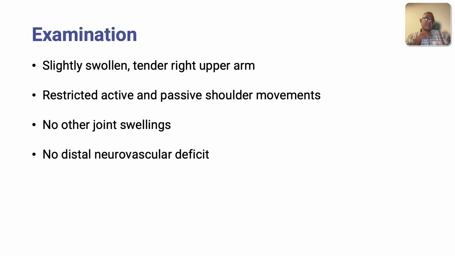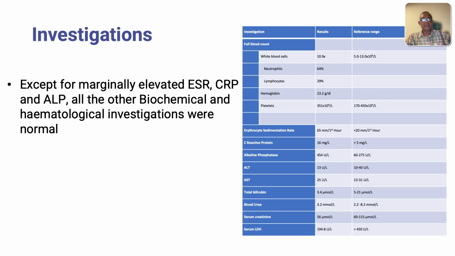On examination, there was a swollen, tender right upper arm. It had restricted active and passive shoulder movements with no other joint swelling, and there was no distal neurovascular deficit. Next slide. We did all the investigations. The only things we found were marginally elevated ESR, CRP, and alkaline phosphatase levels, and the rest of the biochemical and hematological investigations were normal, as you can see in this slide. Next one.